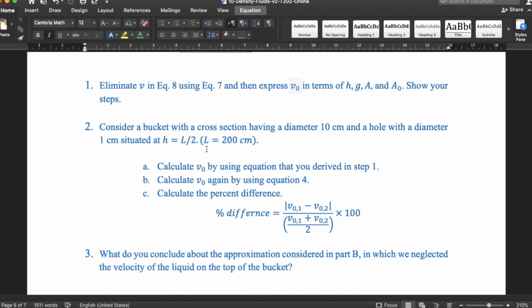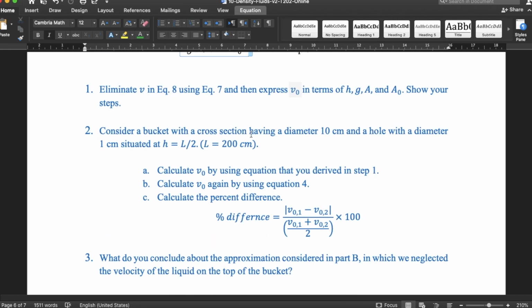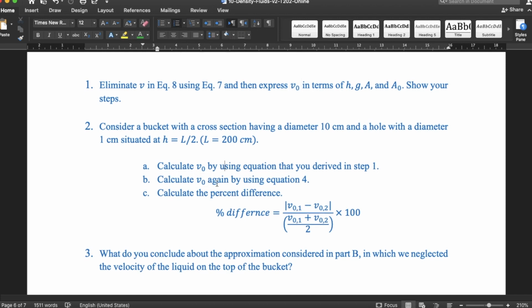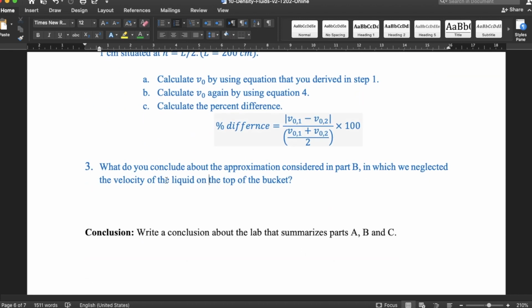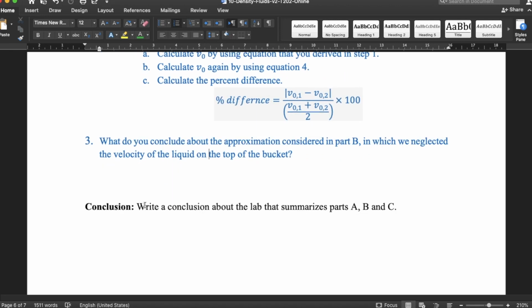Alright, after that you have to calculate for certain parameters the values of V0 using the equation that you derived here, and using the equation with no correction, that is V0 equals the square root of 2gh. After that you have to answer this question: what do you conclude about the approximation that we made? Is it good or not good, or what do you think? So this is it, and of course do not forget to make a conclusion about this lab. Good luck.